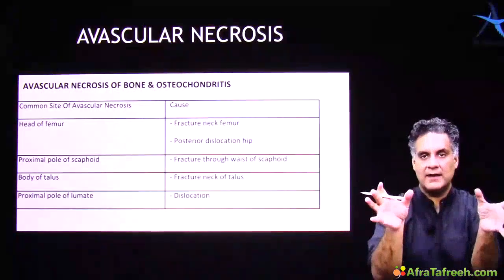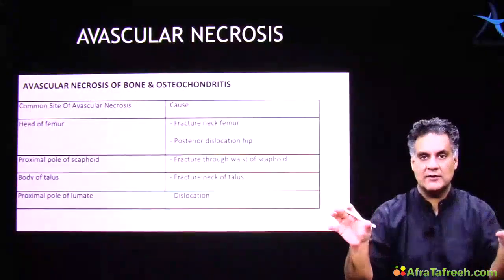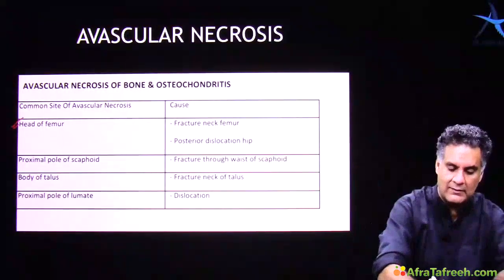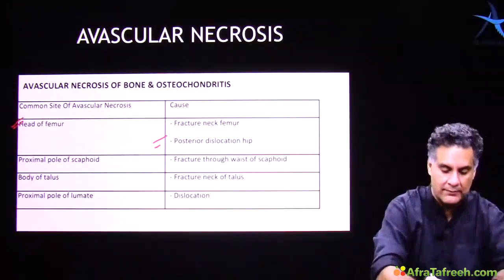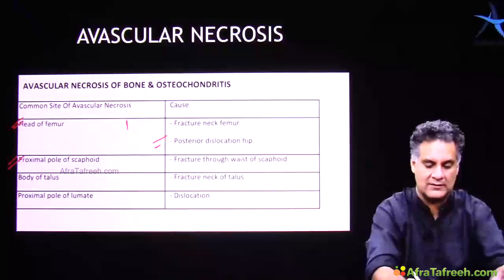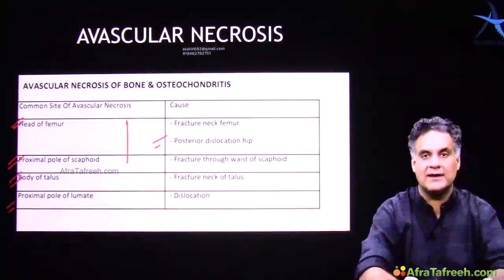Loss of blood supply causing death of a bone is avascular necrosis. And avascular necrosis will look more white on the X-rays. So it involves the head of femur in the traumas around the upper end of femur, the proximal pole of scaphoid. We saw that the blood supply comes from distal to proximal, in both of these: the body of talus and the proximal pole of lunate.